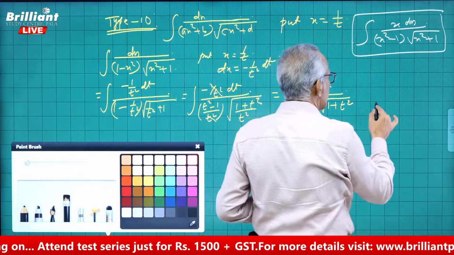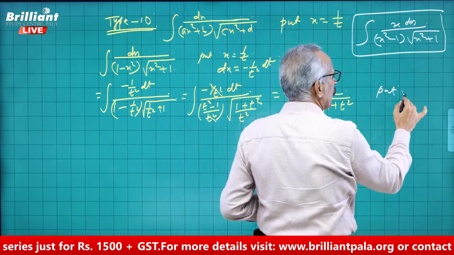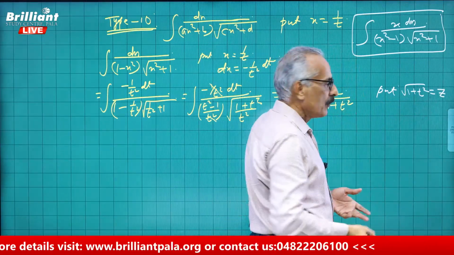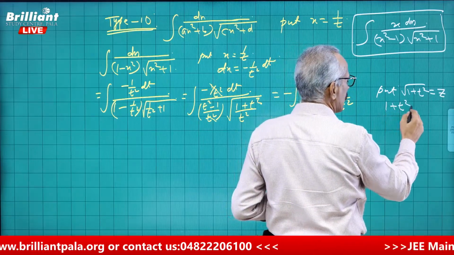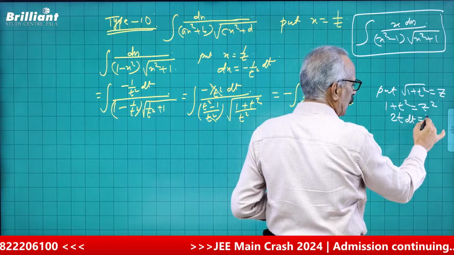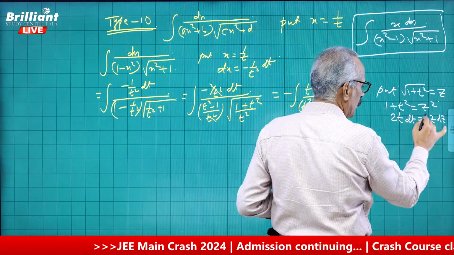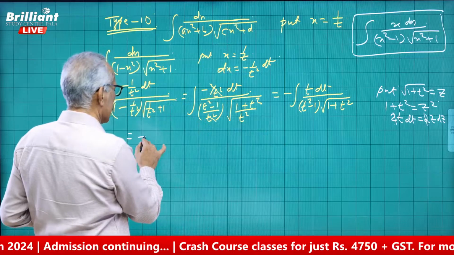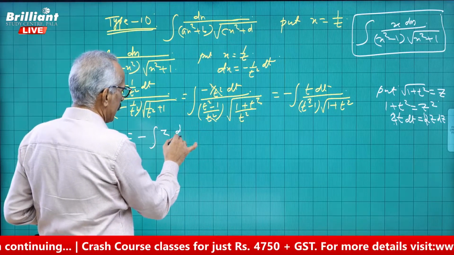So what I do is this, put my substitution equal to t. Root of 1 plus t square is equal to say z. Or 1 plus t square is equal to z square. Differentiate: 2t dt is equal to 2z dz. Okay? 2 cancels. t dt is this. So it's minus z dz.